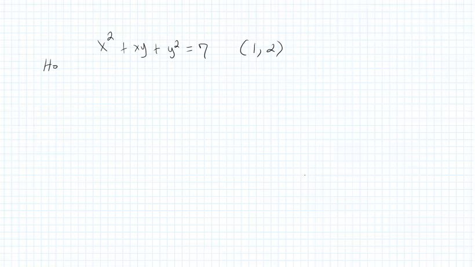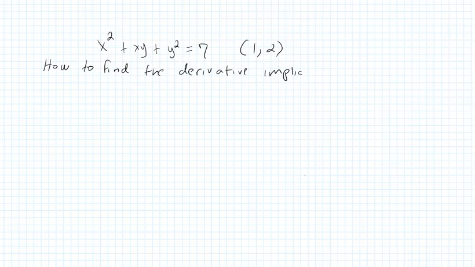How to find the derivative implicitly. Okay, so notice the way it looks, the function x squared plus xy plus y squared equals 7 doesn't look like it's easy to solve for y and then take the derivative. So what we're going to do is find the derivative implicitly of the function here, expressed implicitly.